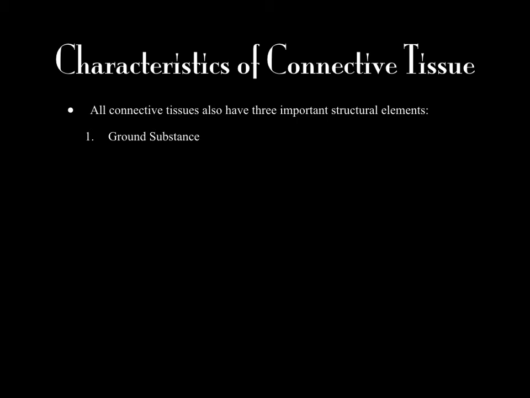All connective tissues also contain fibers. There are three types of fibers that you find in connective tissue, the first of which is collagen fibers. Collagen fibers are also called white fibers, and these fibers are very important because they provide strength in the direction of the fiber.